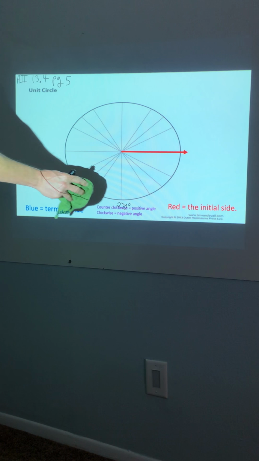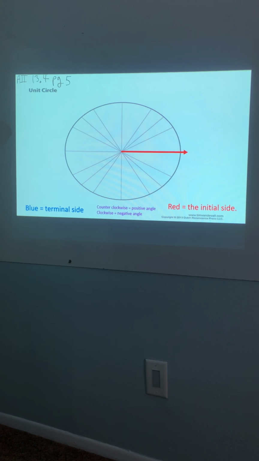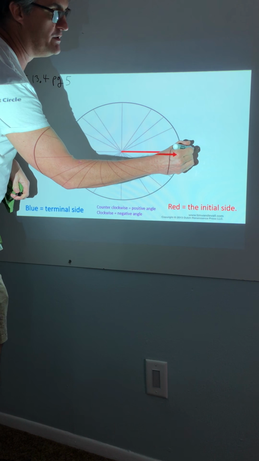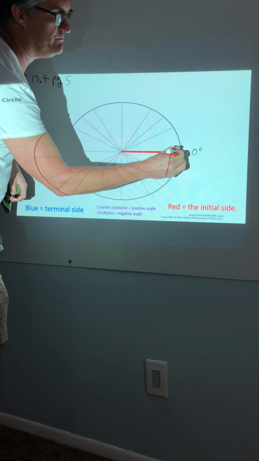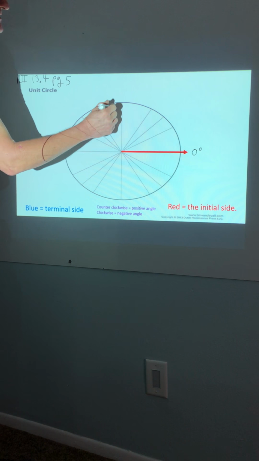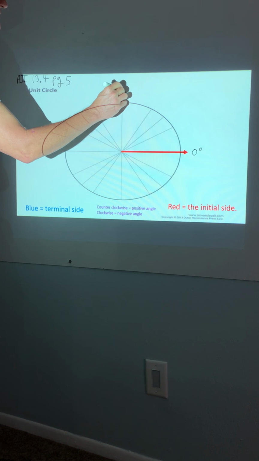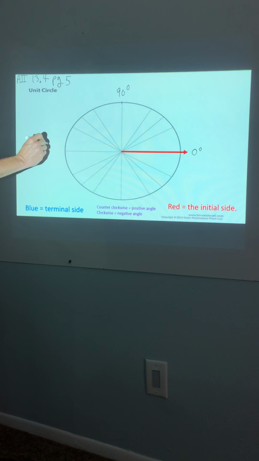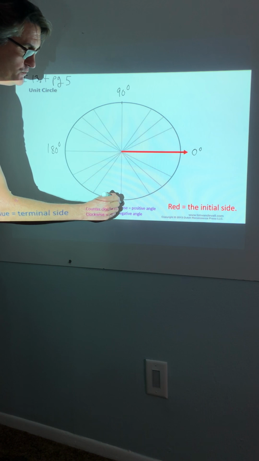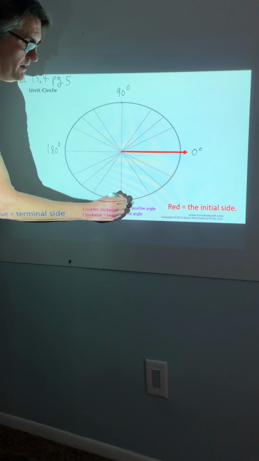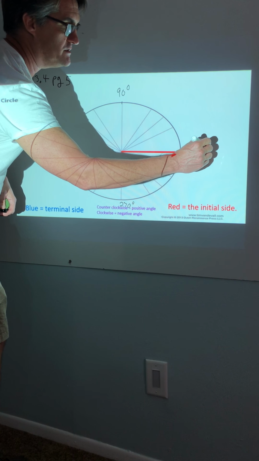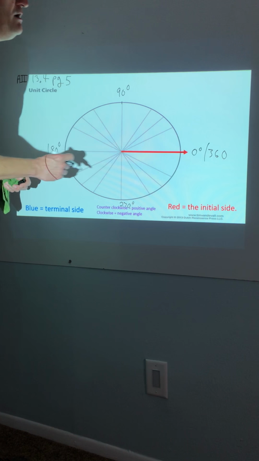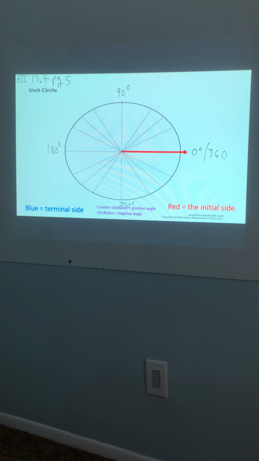Let's just go ahead and label the 90s. So again, 0 degrees is going to be here. When you go up where the y-axis is, this is going to be 90. This is going to be 180, and then this is going to be 270, and then you're back to 360. So you want to make a standard angle on this.